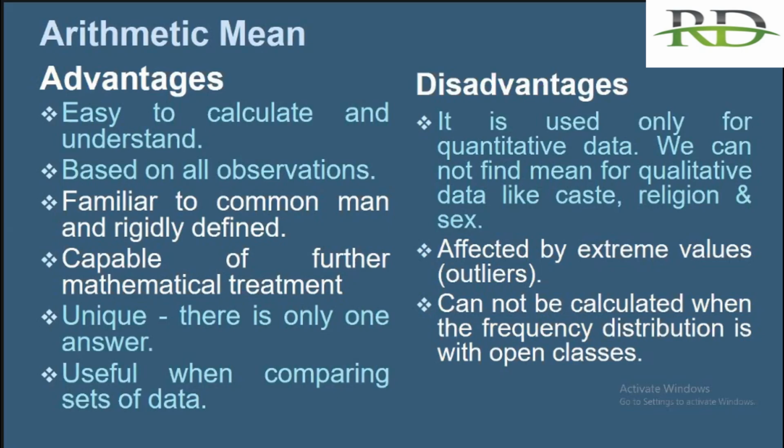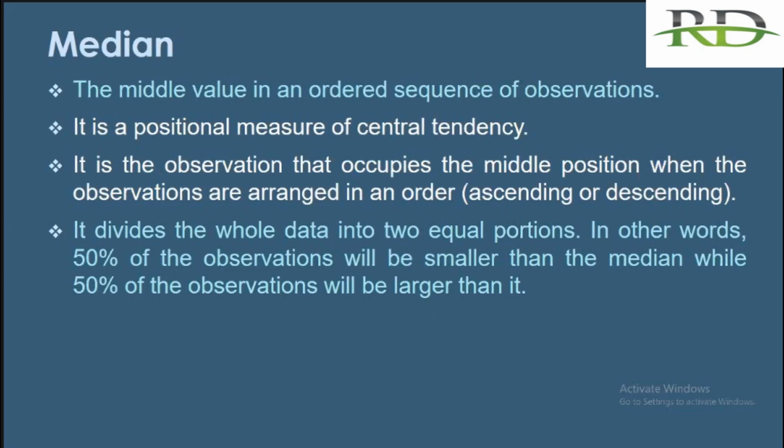And one more disadvantage is that you cannot calculate it for open classes. Open classes means when you have grouped data, and suppose you have class intervals like less than 10 or more than 100, where you don't have a lower or upper limit, then you cannot calculate the middle value. And since you cannot calculate the mid value, it will not be possible to calculate mean in that case. Advantages are many. I think most of you must be aware. It is very frequently used. It is unique. It is based on all the observations. So that is some brief about mean. Then median, it is the middle value, which divides your data into 2 equal halves.